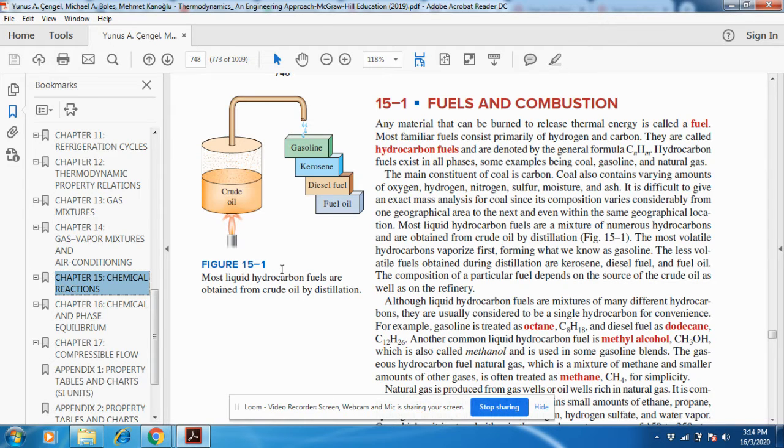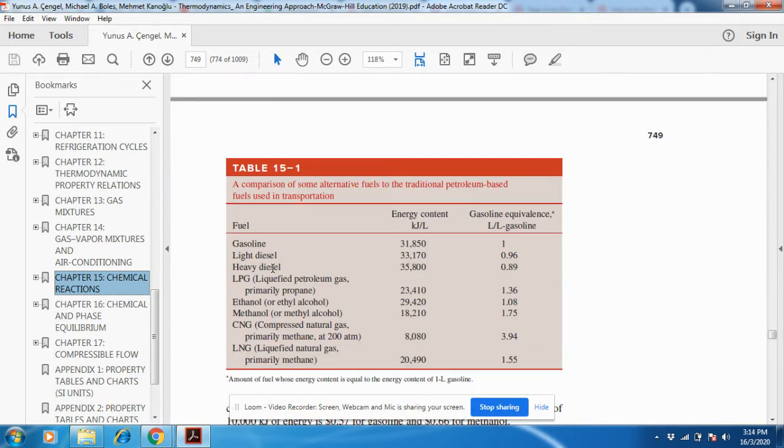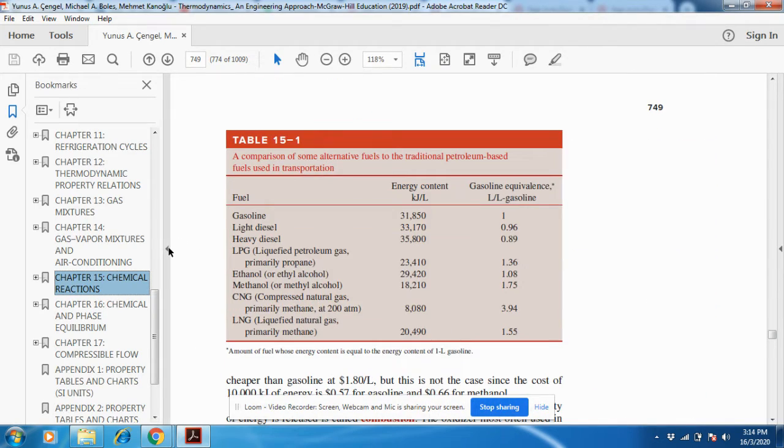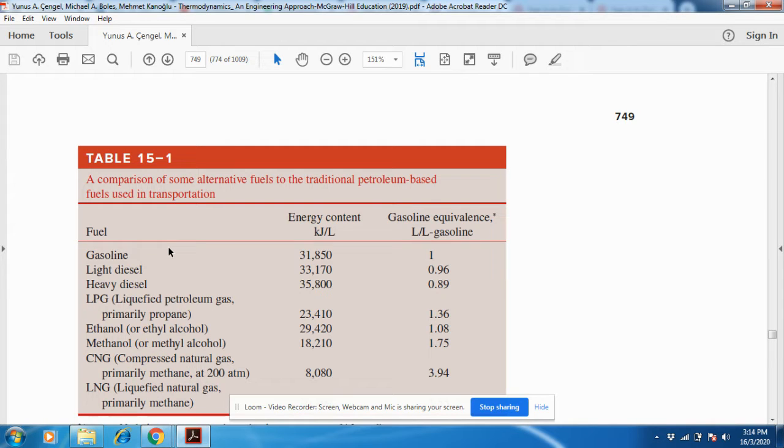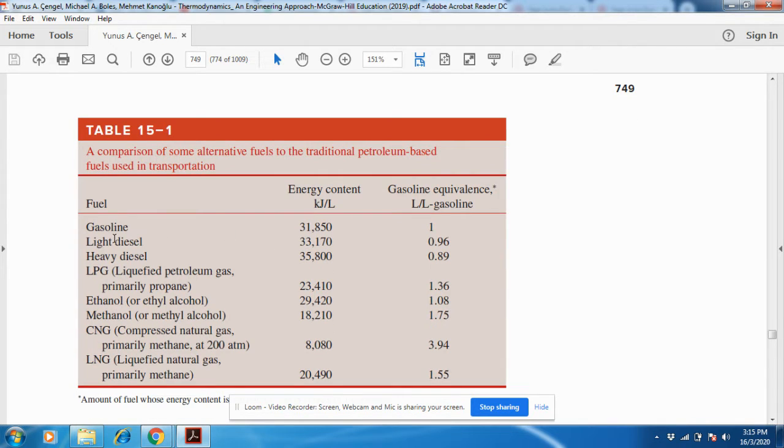Fuel is any component which liberates quite a large amount of thermal energy when we oxidize it. Conventionally, carbon, hydrogen, and sulfur are the compounds which give us a huge amount of thermal energy when we oxidize them. This is the very first table available in chapter number 15. This table gives us information on how much energy we get if we do the combustion process using different fuels.